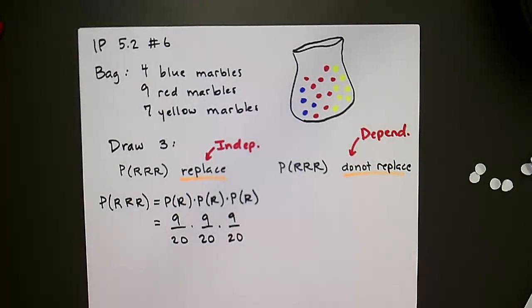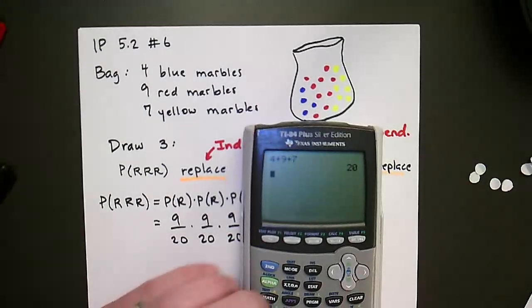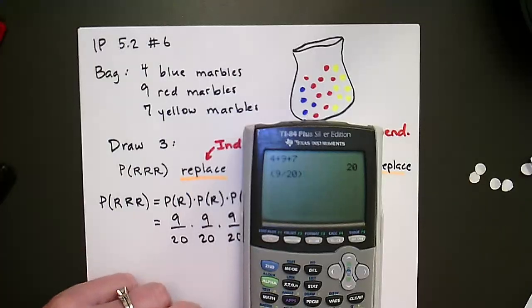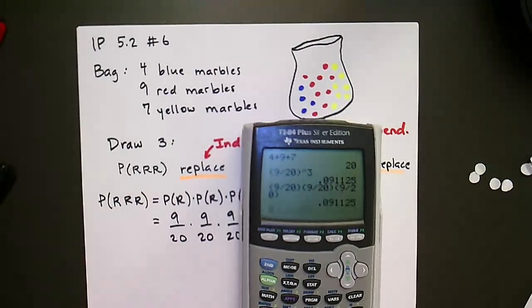So I'm going to use the calculator here to get the probability. I need to multiply 9 out of 20 by itself 3 times. So I can actually do exponents. I can do 9 divided by 20, and then I can raise that to the 3rd power. So that's my approximate decimal. By the way, if you don't like doing that, you can do 9 divided by 20 times 9 divided by 20 times 9 divided by 20. You can multiply it out 3 times. It's the same thing. So it looks like that's about 0.09.